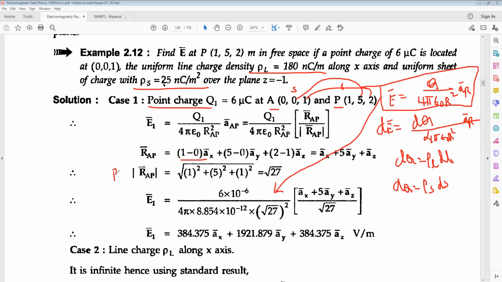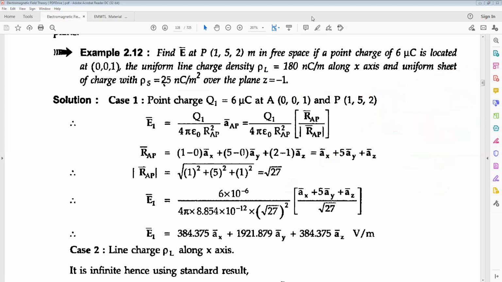This is the R value, the magnitude. And in the AR bar also you get root 27, so it is nothing but 27 to the power 3 by 2. Understood? So simplify the function and write the AX bar coefficient, AY bar coefficient, and AZ bar coefficient also. You will get the electric field intensity at the point charge.